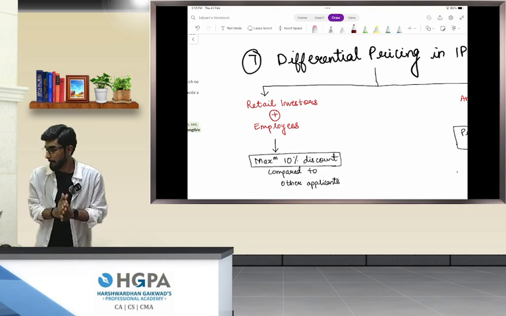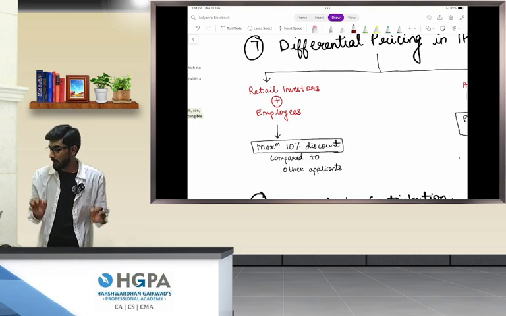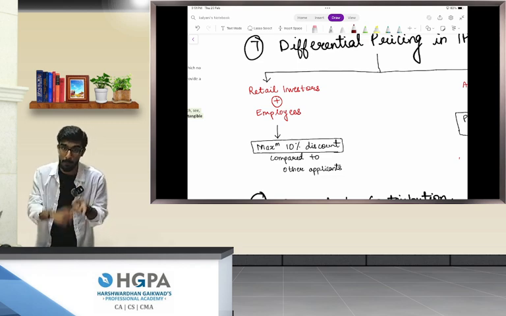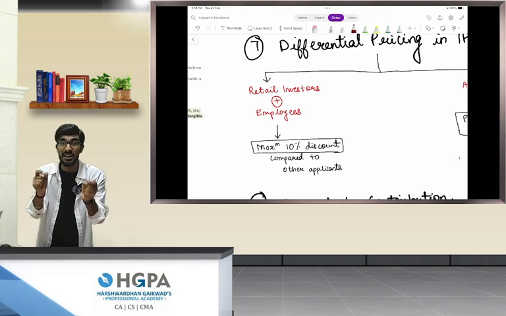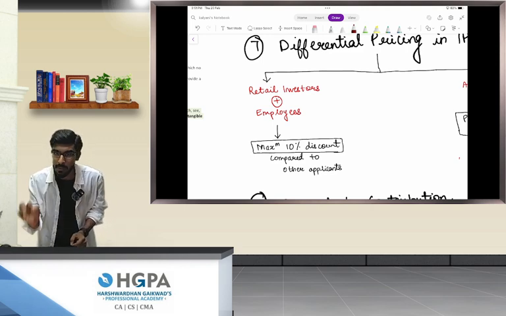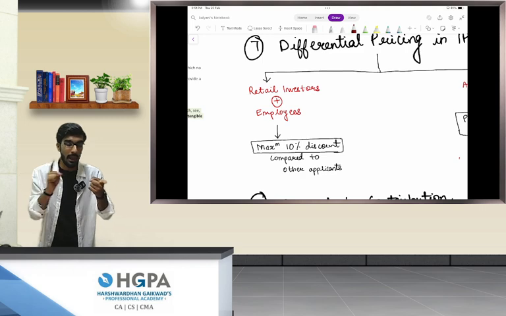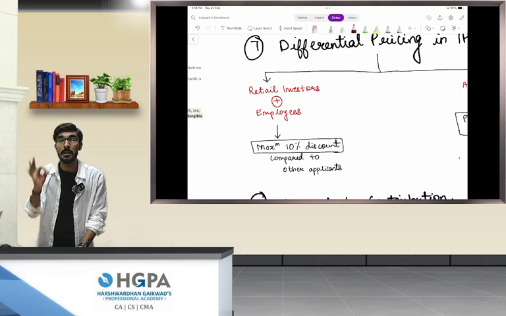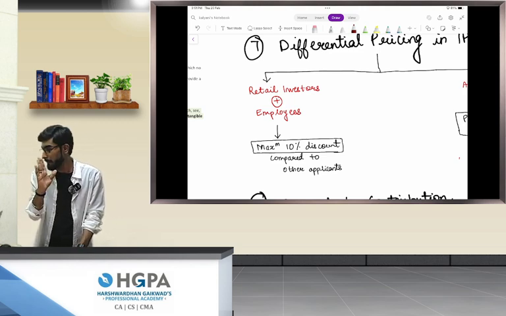Now what this point is saying is that retail individual investors and employees can be allotted shares at a maximum 10% discount. Retail individual investors and employees can be allotted shares but at a maximum 10% discount.